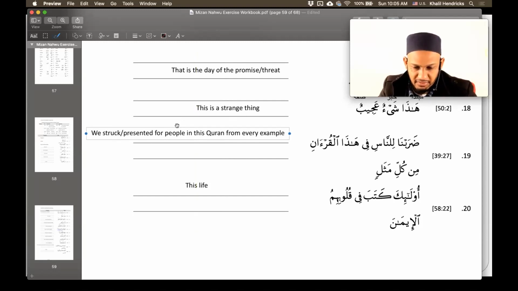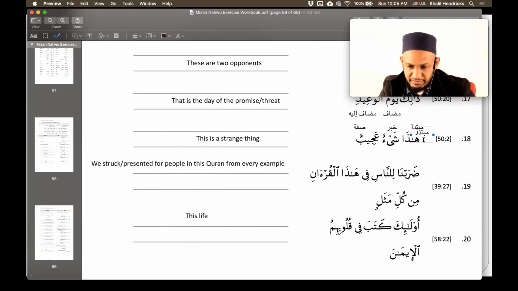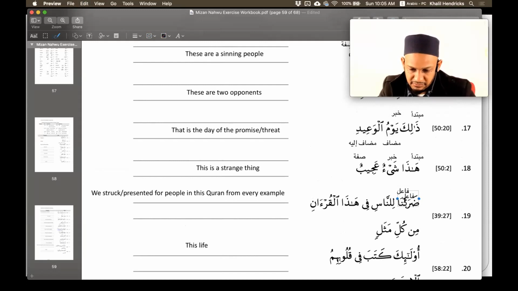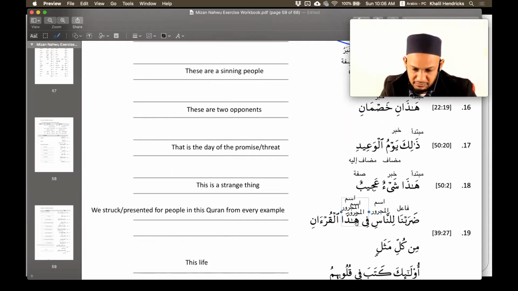Perfect. So let's try all the labels. Okay, so ضربنا is a fi'l madi. Where's the doer? The na at the end is the fa'il. Perfect. Then the li, للناس, is a harful jar and ism majrur. I'll just add ism majrur because I don't have lots of space. So the li and the nas translates into for people. Then fi is harful jar, and then the ismul majrur is hadha. Then the al-Qur'ani is the musharun ilay.